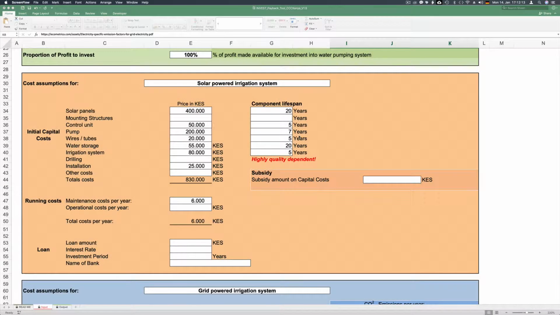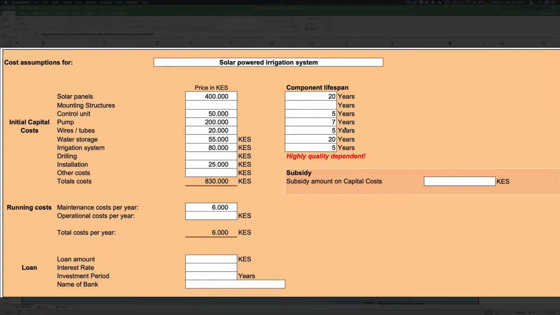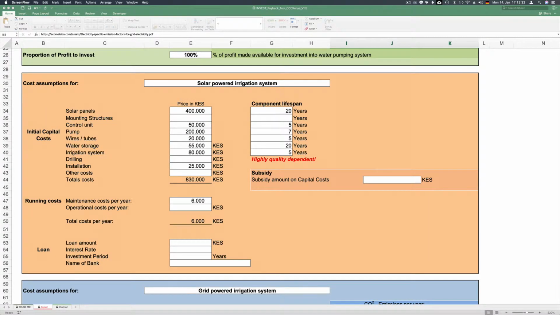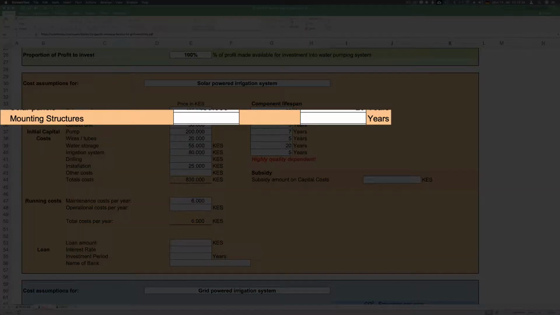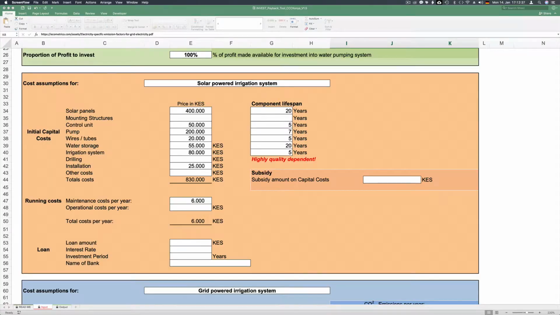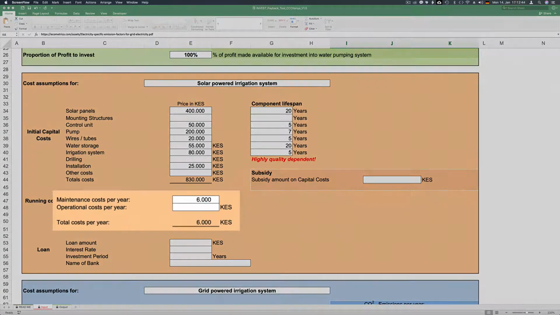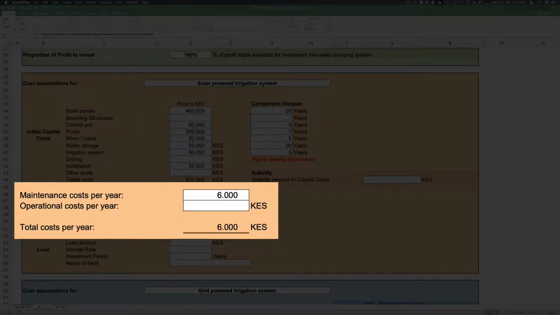Let us go now to cost assumption for solar powered irrigation system. Data are from the country Cascade, Kenya, as all other data for this tool. The solar panels cost 400,000 Kenyan shilling and have a lifespan of 20 years. No price is given for the mounting structure. The total cost amounts to 830,000 Kenyan shillings. The maintenance costs are given as 6,000 Kenyan shilling.